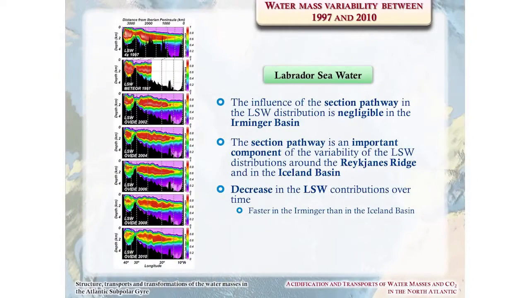In the case of the Labrador Sea water, the section pathway doesn't affect the distribution of this water mass in the Irminger Basin, although it is an important contributor to the variability of this water mass around the Reykjanes Ridge and in the Iceland Basin. We also observe that the contribution of Labrador Sea water gradually decreases over time, this decrease being faster in the Irminger Basin than in the Iceland and West European basins.